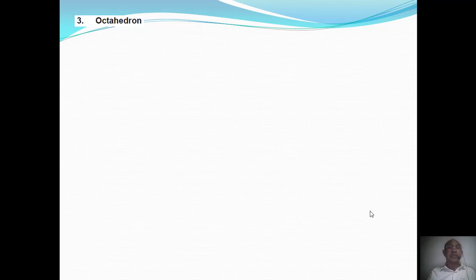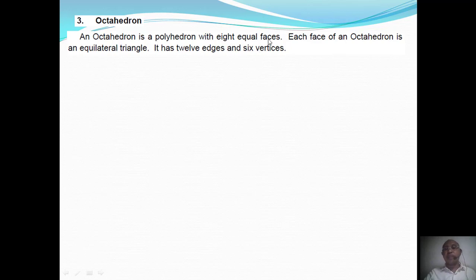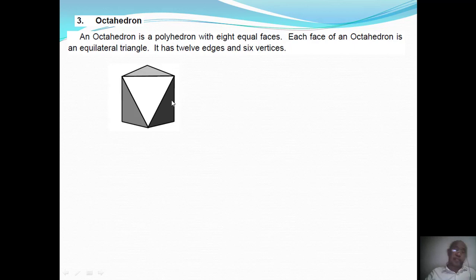Next, we have the octahedron. An octahedron is a polyhedron with 8 equal faces, and each face is an equilateral triangle. It has 12 edges and 6 vertices. So I have here now. Imagine that an octahedron is composed of 2 square pyramids put together base to base. This is one square pyramid, and then we have also another square pyramid. So they were put together base to base. So we have here an octahedron.